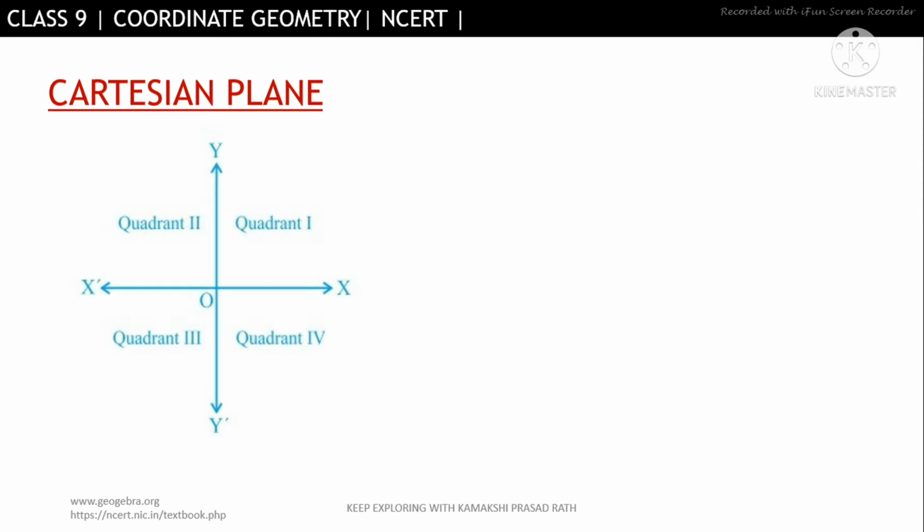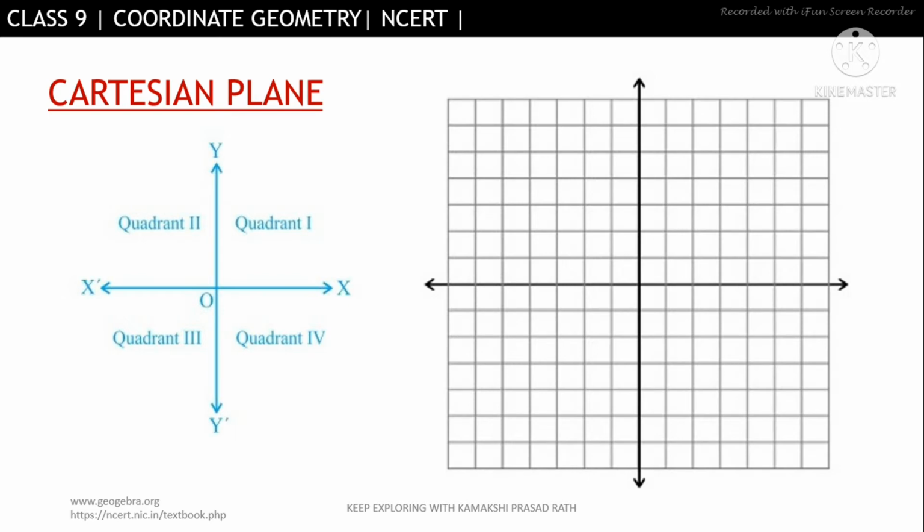A Cartesian plane is generally formed using two axes, x and y, which are perpendicular to each other. Whenever a Cartesian plane is formed, the axes divide the plane into four quadrants: quadrant 1, 2, 3 and 4 in an anti-clockwise direction, as you can see here. If you plot it on graph paper, it will take the graph paper as a plane.